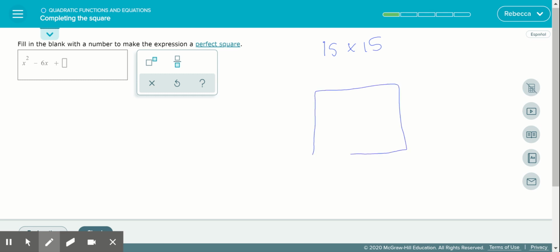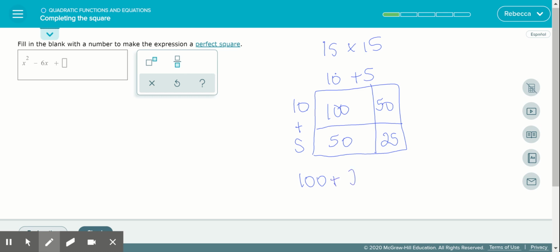And we would split that 15 into 10 plus 5 and 10 plus 5. Then we would take the 10 times 10 and put 100. 10 times 5, 50. 5 times 10, and then 5 times 5. So then what you would have done is taken 100 plus 2 times 50 plus 25.